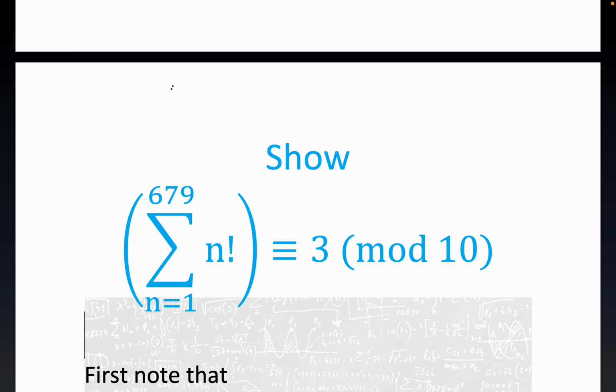Hey everybody, tonight we're trying to show this huge number on the left-hand side, which is the summation of a bunch of factorial terms, leaves a remainder of 3 upon division by 10. Now let's just briefly review what we mean by factorial.